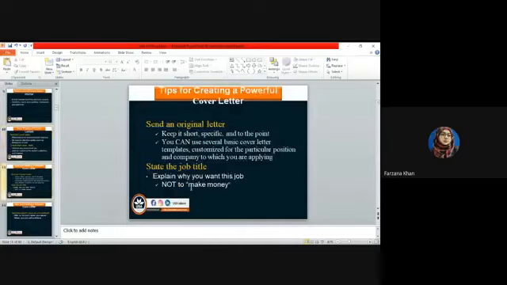Now, tips for creating a powerful cover letter. How can you create an effective cover letter? You are going to learn how to write an effective cover letter. And first, a very important point which you need to keep in your mind is to send an original cover letter.